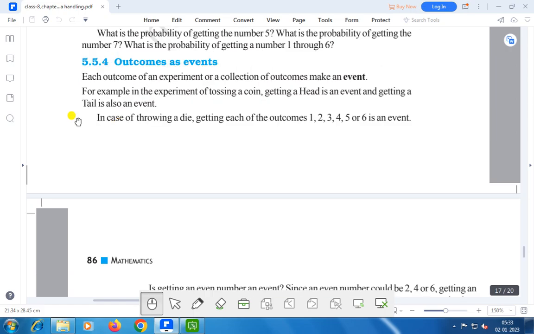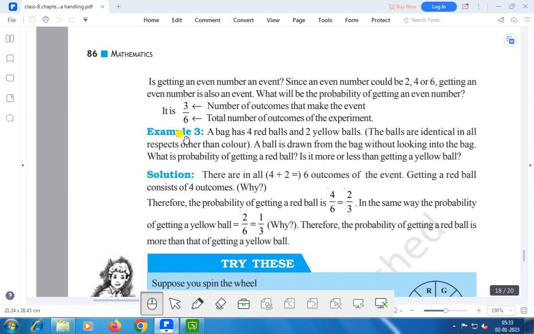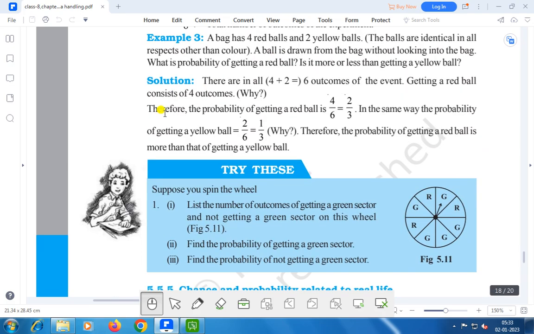Outcomes as events. Each outcome of an experiment or a collection of outcomes make an event. For example, in the experiment of tossing a coin, getting a head is an event and getting a tail is also an event. In case of throwing a die, getting each of the outcomes 1, 2, 3, 4, 5 or 6 is an event. Is getting an even number an event? Since an even number could be 2, 4, 6, getting an even number is also an event. What is the probability of getting an even number? It is 3 by 6. The number of outcomes that make the event is 3 and the total number of outcomes of the experiment is 6.